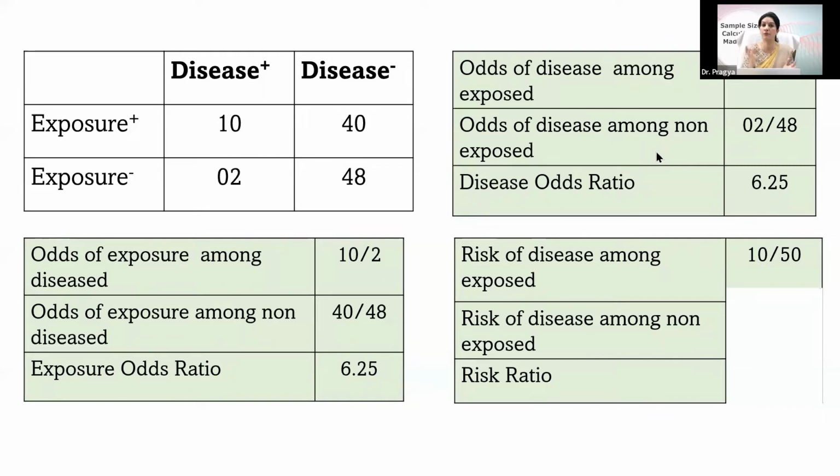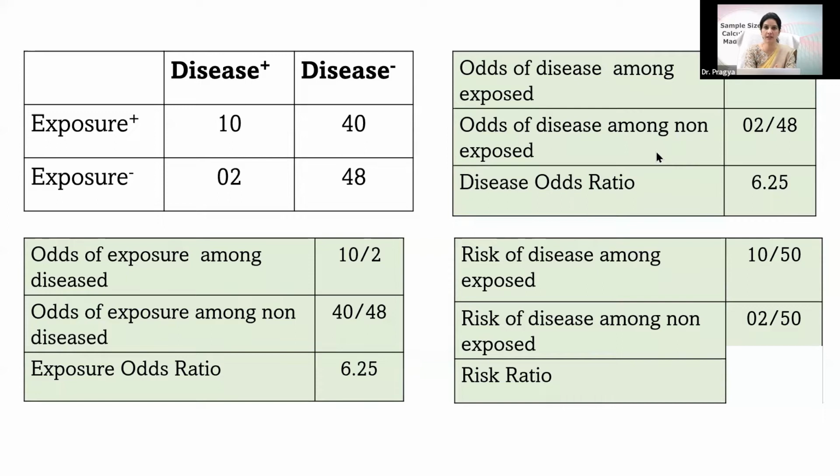Do you understand the exposure, the odds and risk? What is the difference between the odds and risk? In risk, you take the whole denominator, whereas in odds, you don't take the whole denominator. And if I ask what is the risk ratio in this case, what will be the answer? Please calculate the risk ratio.